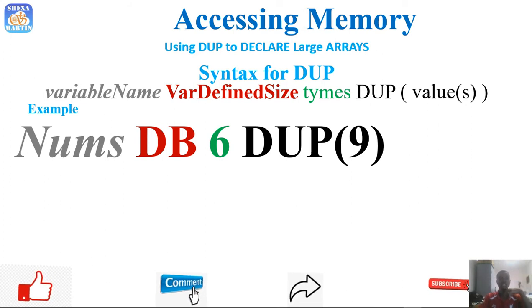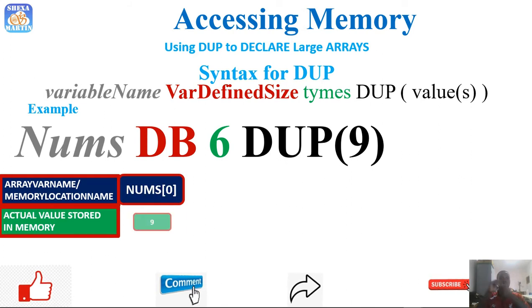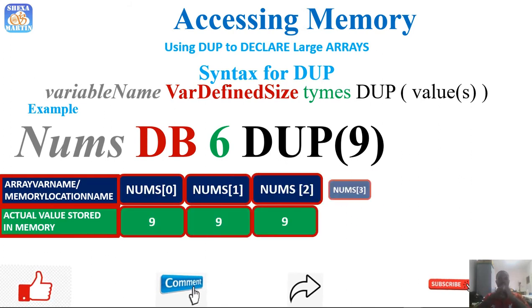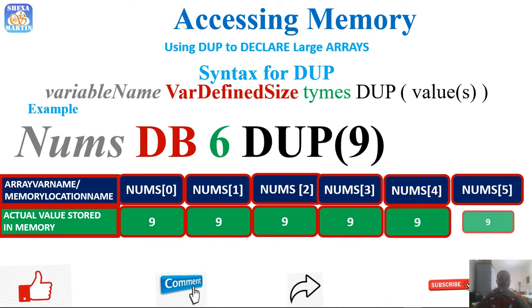So let's see how it goes. This is what happens. Nums 0 is 9, nums 1 is 9, nums 2 is 9, nums 3 is 9, nums 4 is 9, nums 5 is 9. Wow! So we've duplicated 9 6 times. This is what happens within your memory. If you want to access the value at nums 2, you get 9. If you want to access nums 4, you get 9. If you want to access nums 0, you get 9.